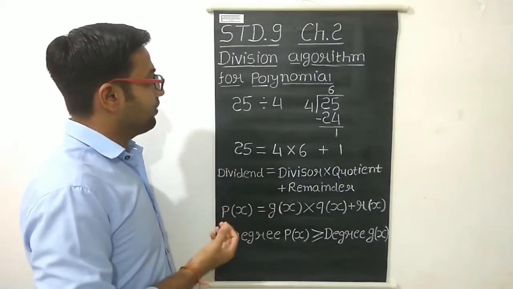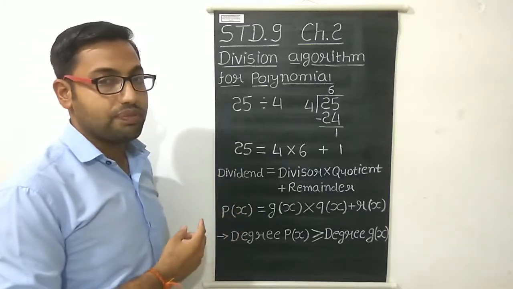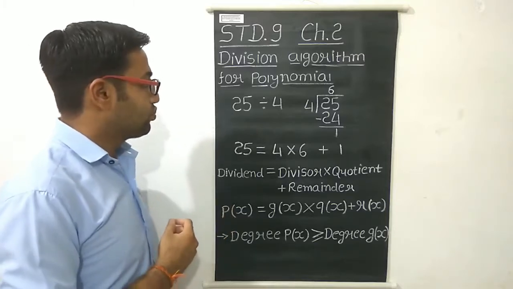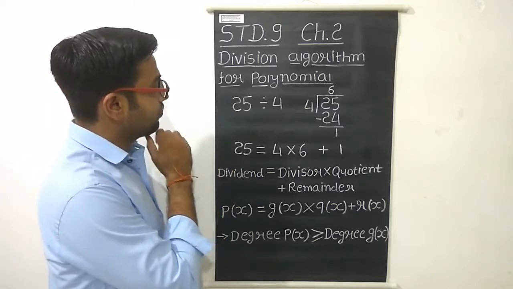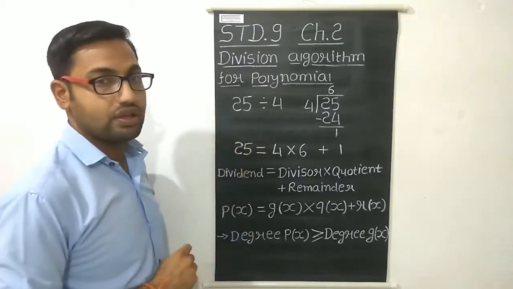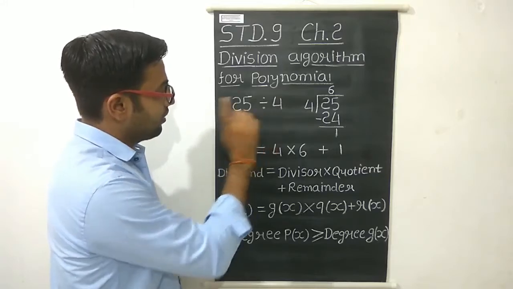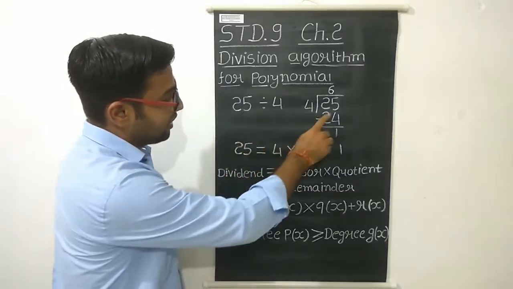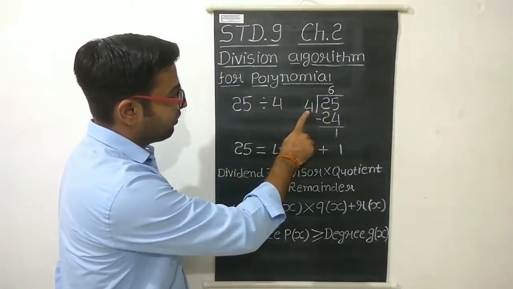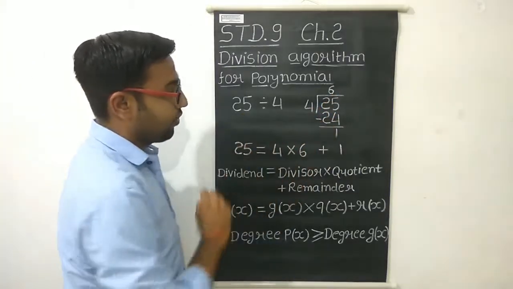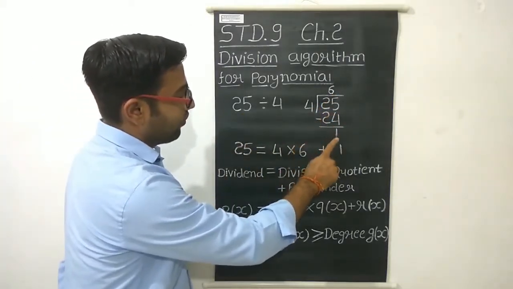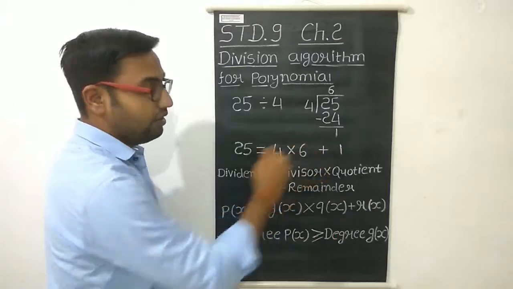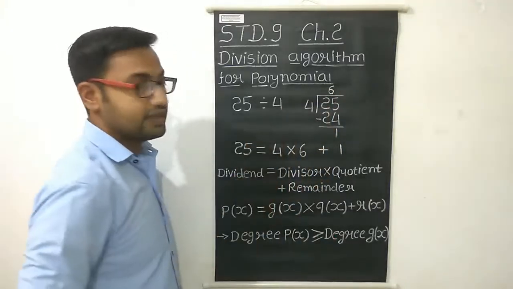Before we study the division algorithm for polynomials, let us take an example of digits, numbers. Numerically, let's suppose we want to divide 25 by 4. What is the result if we divide 25 by 4? By dividing 25 by 4, we get 4 sixes are 24, and 25 minus 24 is equal to 1. So here the remainder is 1 and the quotient is 6.